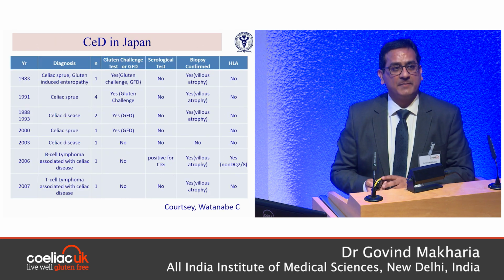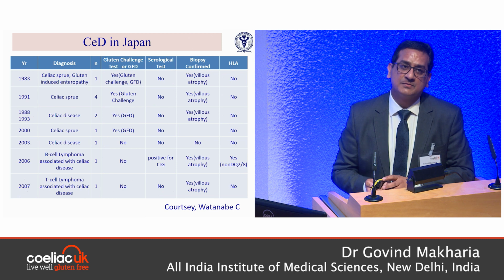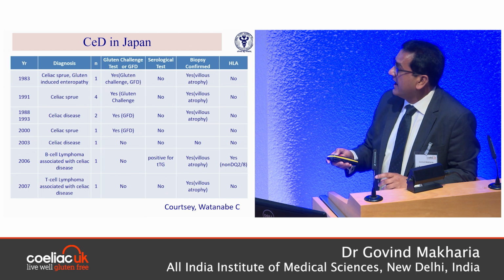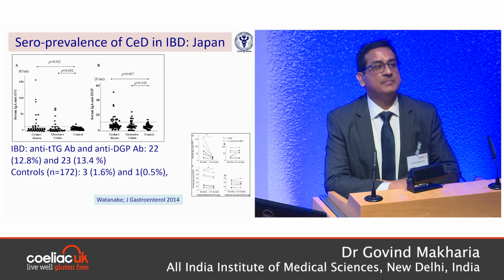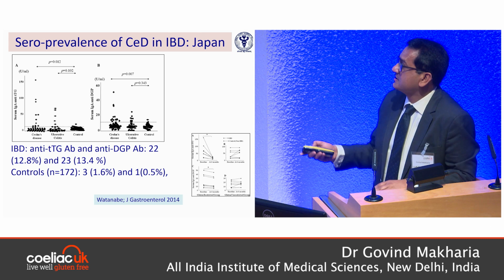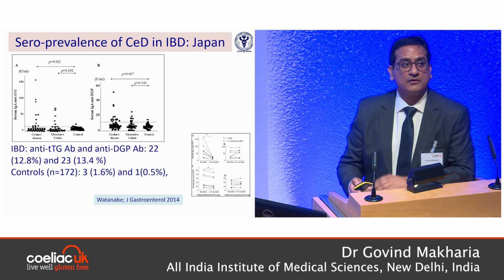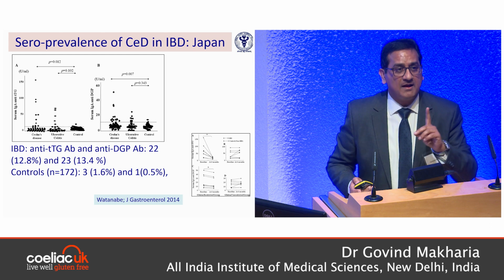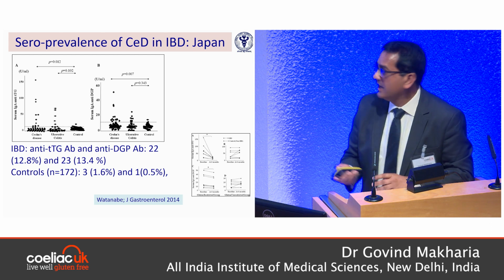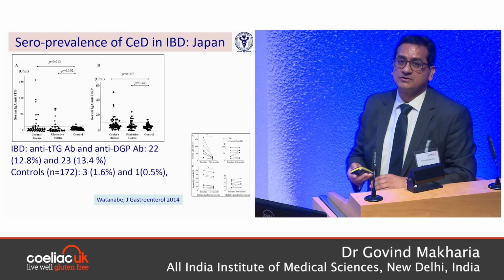Coming to another country, Japan, there are many small case reports of celiac disease in Japan, and one study from Japan in IBD patients found that the seroprevalence of celiac disease was quite high, almost 13% of IBD patients in Japan are seropositive for celiac disease. Many of them were put on gluten-free food, and in them symptoms improved and serology became negative.